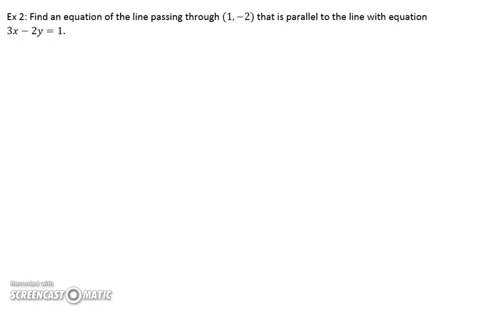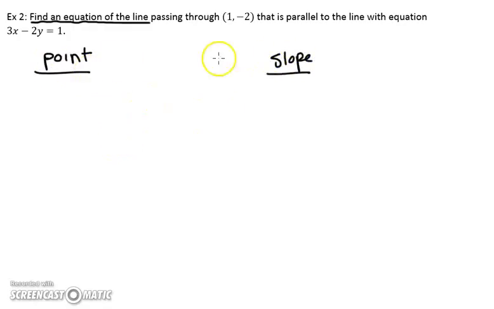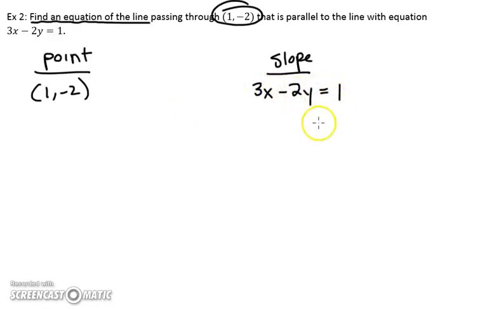Find an equation of the line passing through (1, -2) that is parallel to the line with equation 3x minus 2y equals 1. Anytime it says find the equation of a line, we need to think we need a point and we need a slope. They were nice, they gave us the point as (1, -2). Now we need to find the slope. They didn't give us a slope straight away, but they did give us this line here, and it says we want to be parallel.